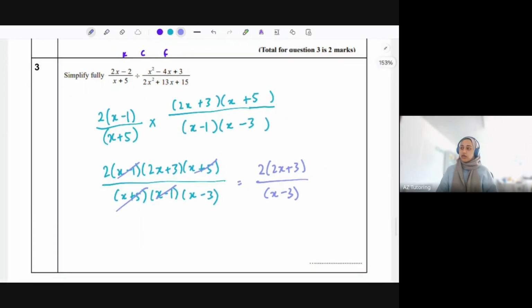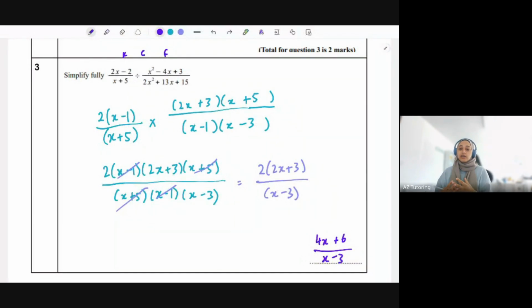So therefore, we wouldn't leave our answer, you could leave it like that, but I would probably expand that. I would say 2 times 2x is 4x, and 2 times 3 is 6, all over x minus 3. I'm pretty sure they would accept that in the mark scheme as well, because there's two answers to that. So 4x plus 6, over x minus 3.